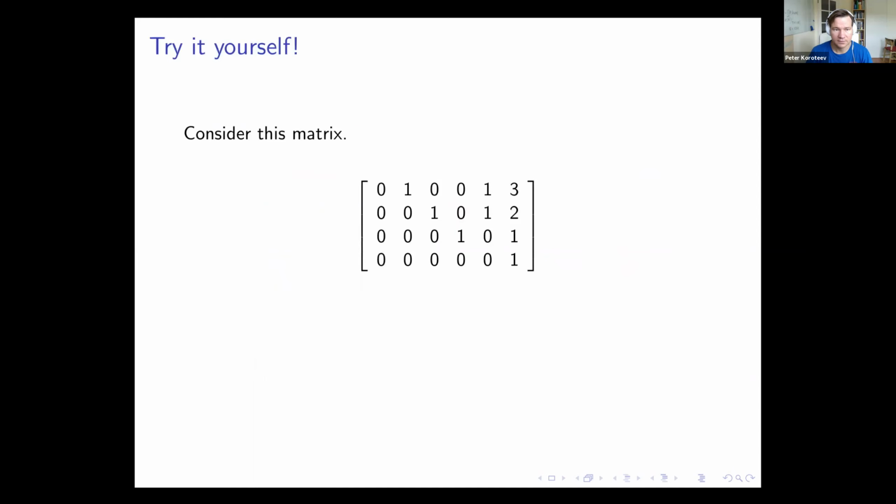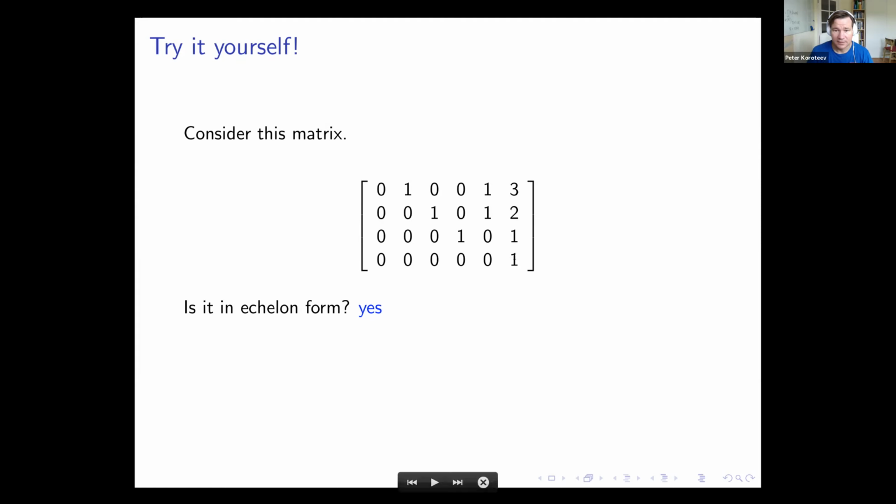Okay, so try it yourself. So consider this matrix, right? And think about whether it's in echelon form already. So has it been reduced to an echelon form? What do you think? Pause for a second before continuing. It is, right? So it satisfies all the conditions. So it's in the echelon form, but it's not in reduced echelon form, right?